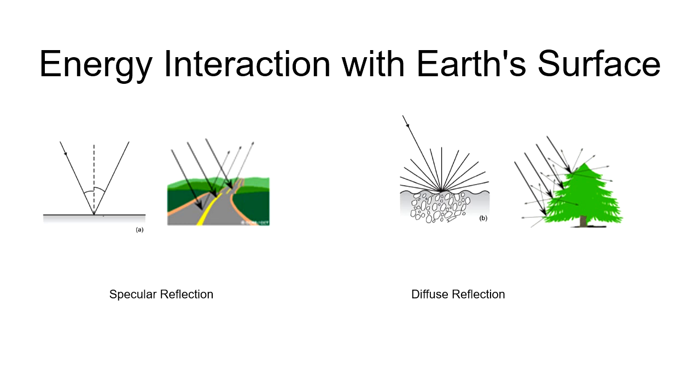Especially in the vegetation analysis, the different vegetation types and species have different diffused reflection. So with the help of this, we can distinguish one vegetation type from another vegetation type.